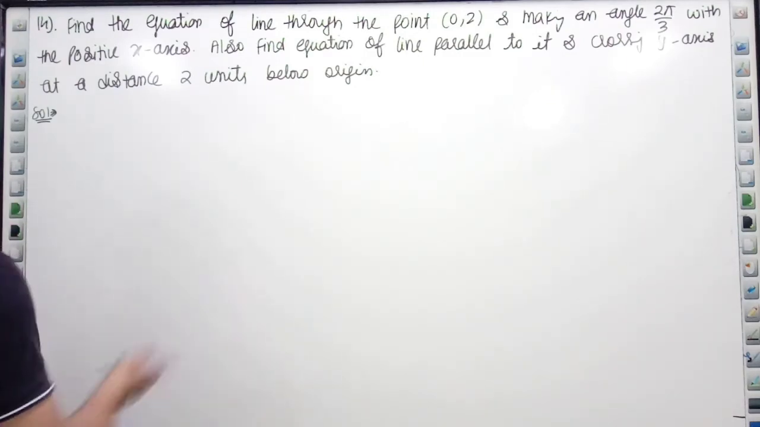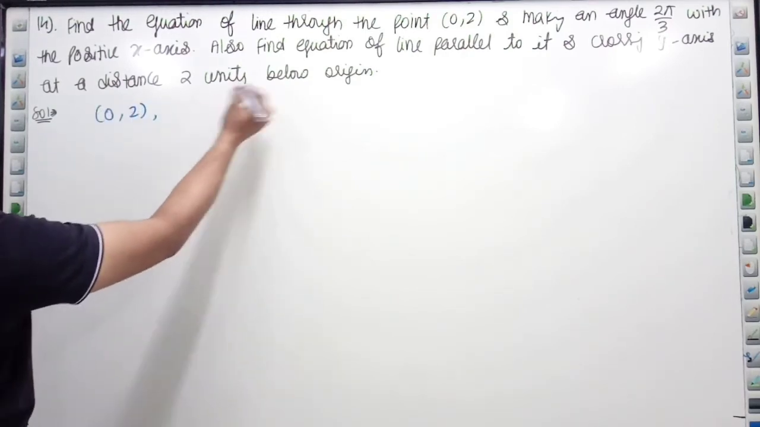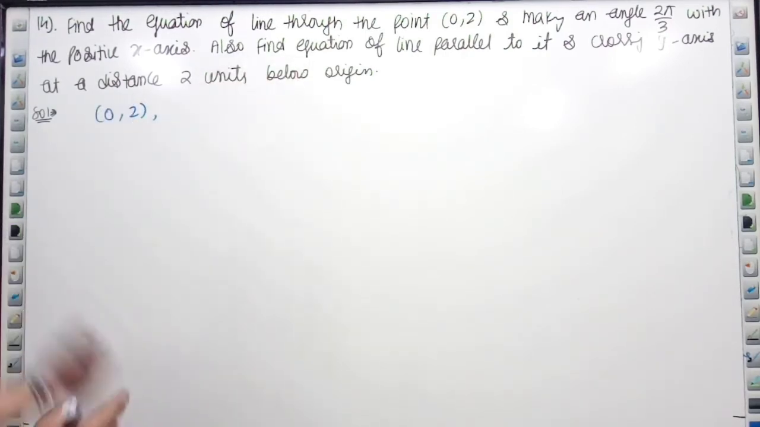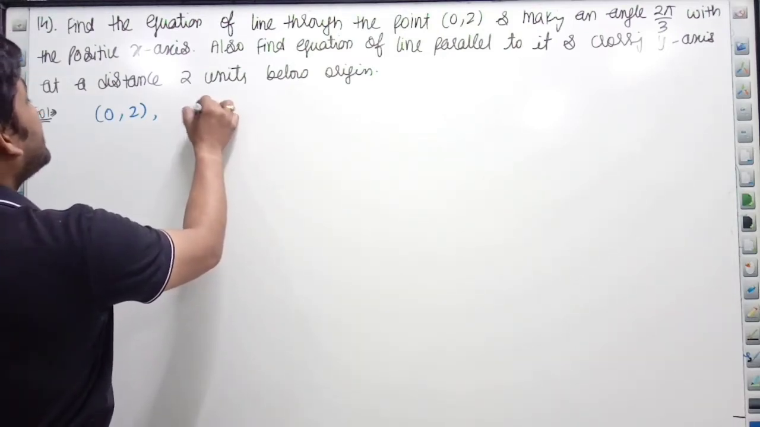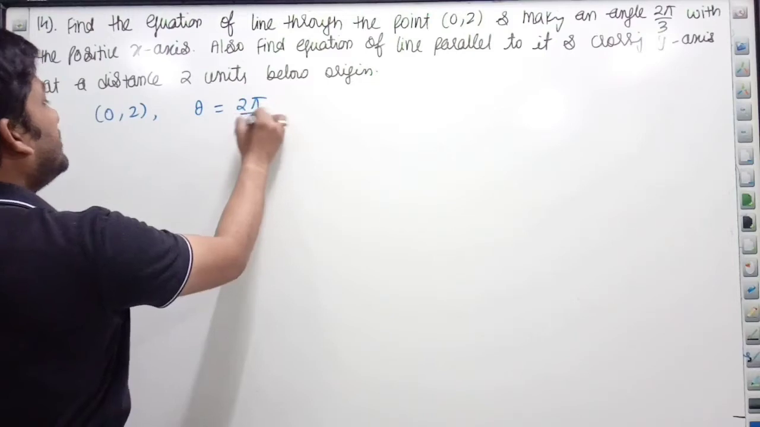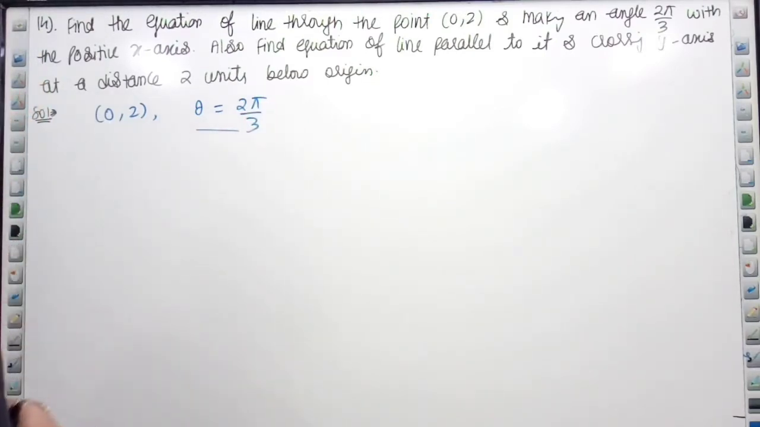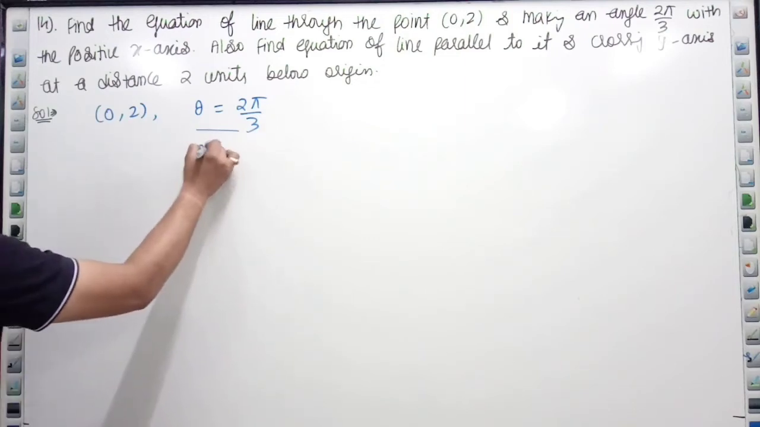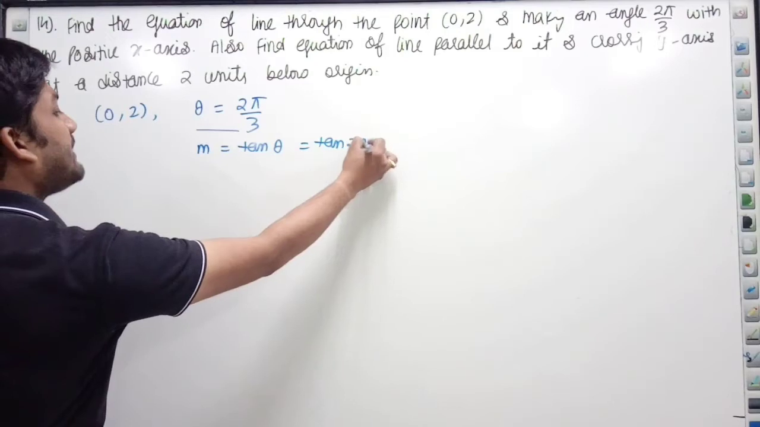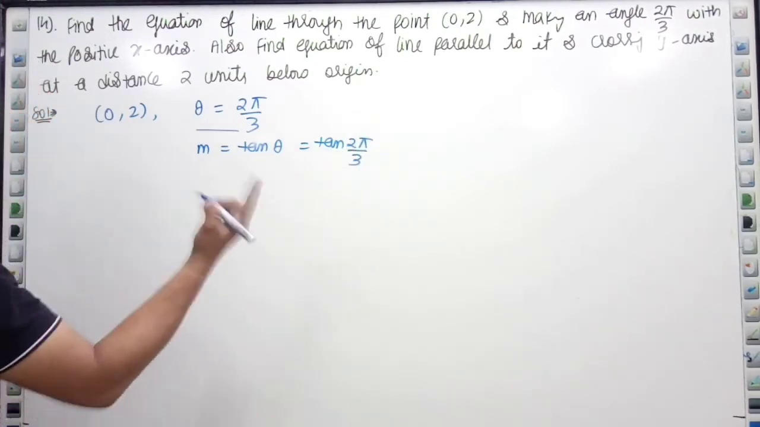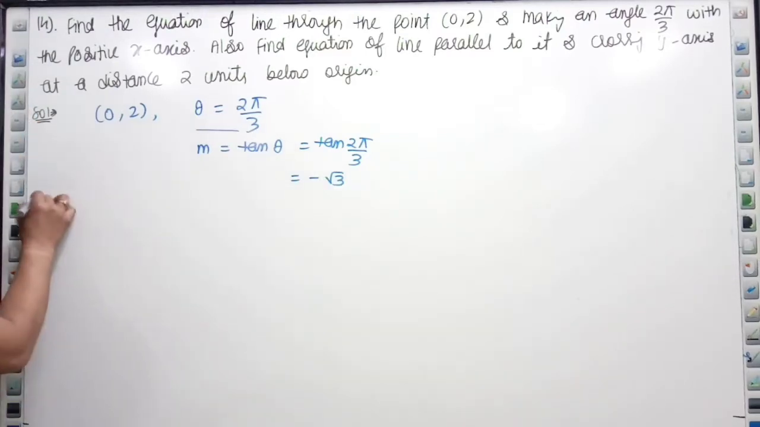We have to find the equation of the line that is passing through the point (0, 2) and making an angle 2 pi by 3 with the positive direction of the x-axis. So the angle with the x-axis means this is the inclination angle, 2 pi by 3. When the inclination angle is given, we can easily find the slope, and the point is given, so we can apply the point slope form. First, the slope is tan theta, tan 2 pi by 3, that is tan 120, which is minus root 3.